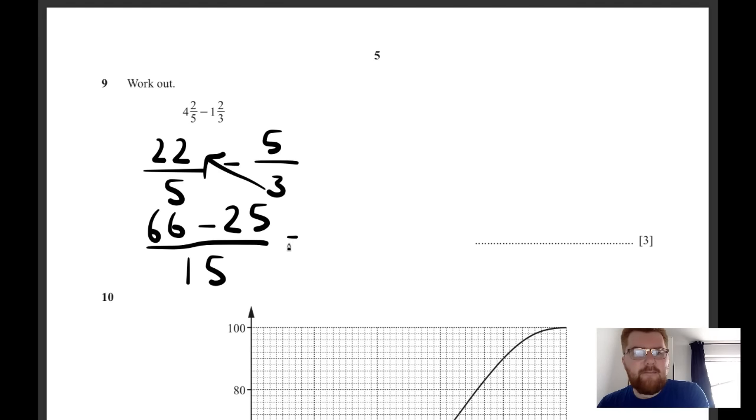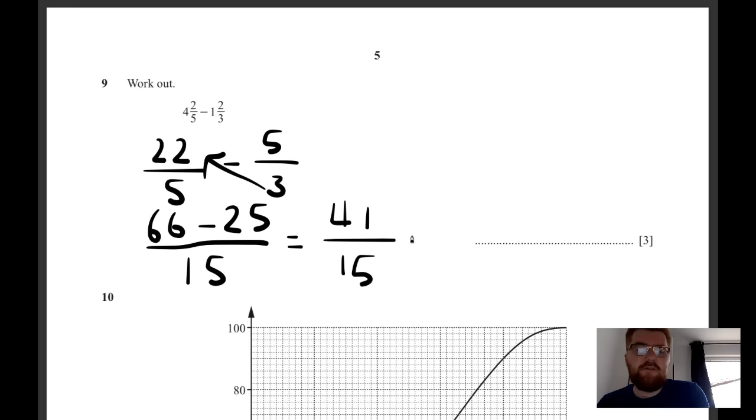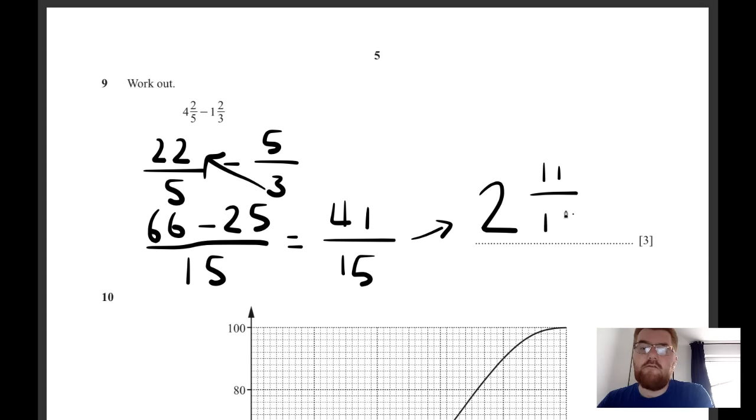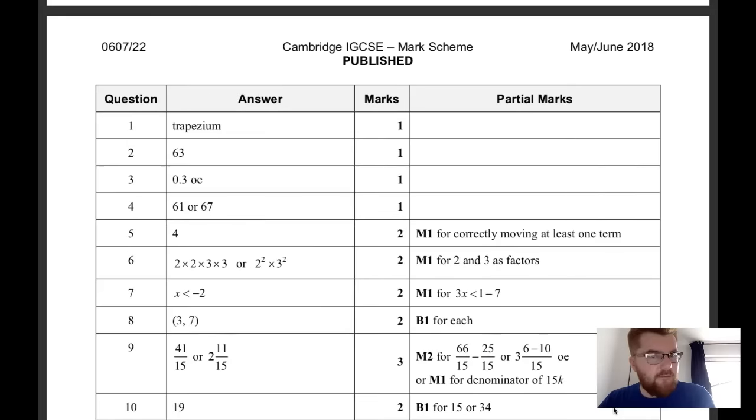And then finally, we just have to subtract the numerators. So 66 minus 25 will give you 41 over 15, which, if you so wish, you can put into a mixed number. So that gives you 2 and 11 over 50. I think both answers are acceptable, if I remember rightly.